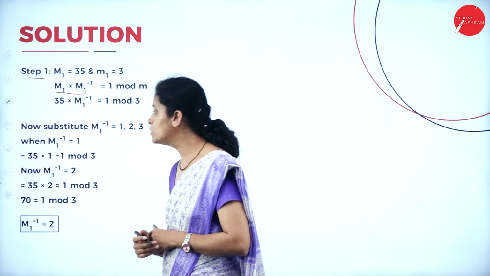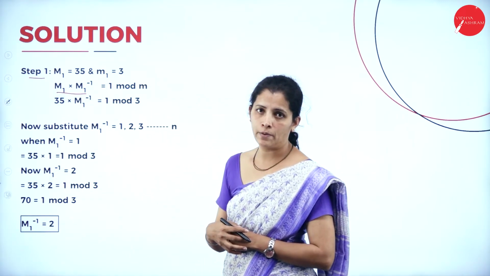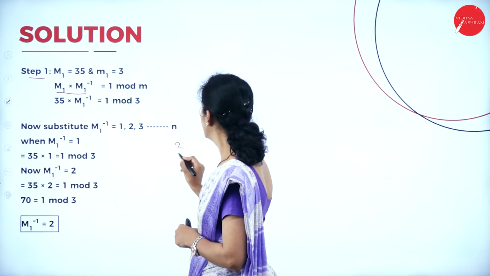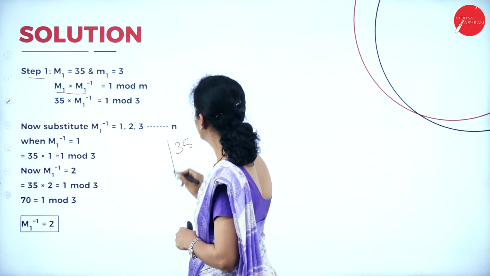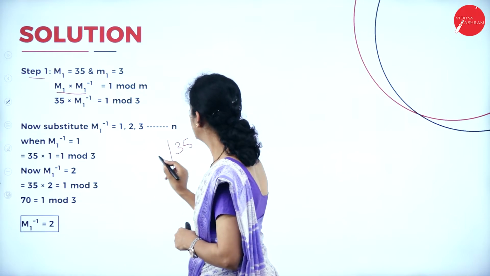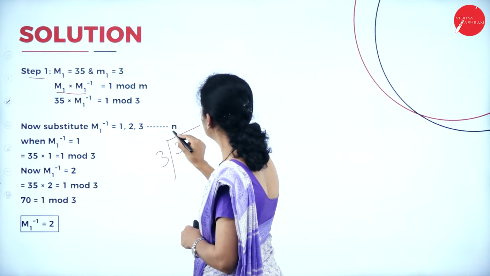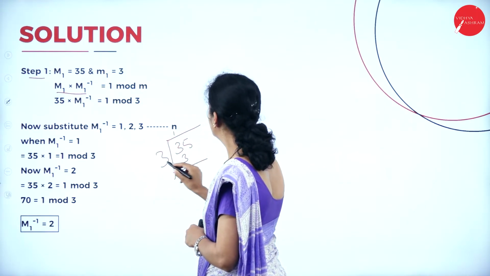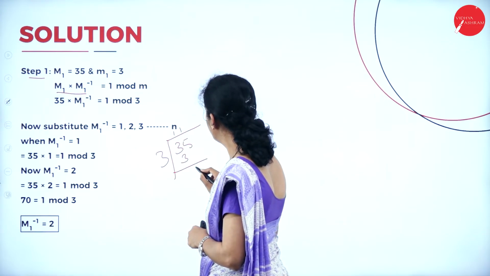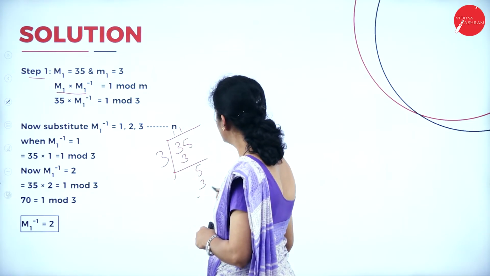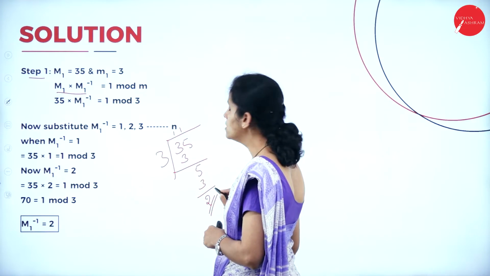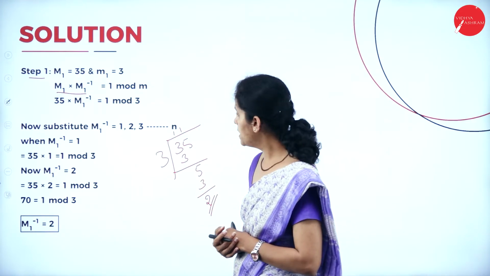So 35 into 1 is 35. 35 divided by 3. 3 ones are 3. So 2 is the remainder. So it's not a relatively co-prime number.